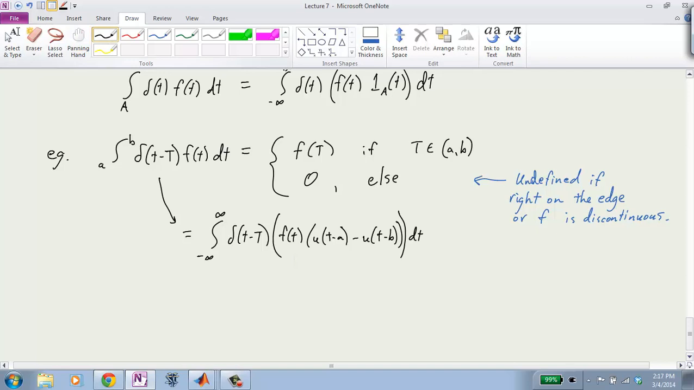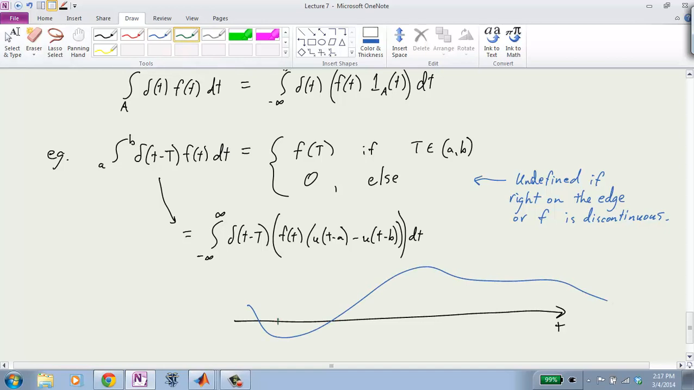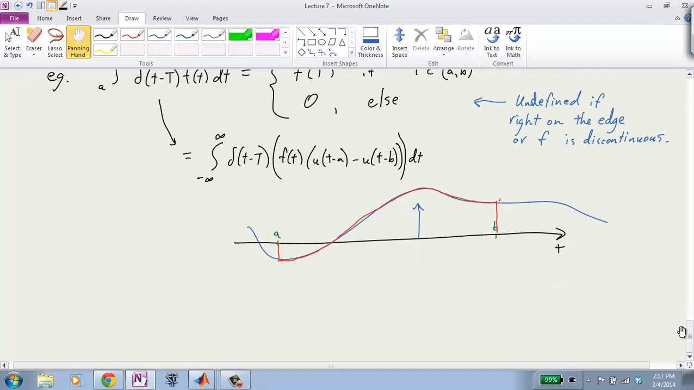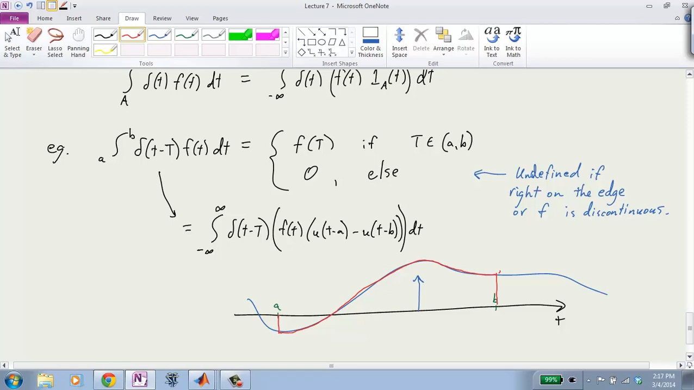So I guess we can draw a nice picture. You have your a and b, and the product of those goes like this. And then you have your delta function, which is somewhere here. Hopefully, if it's in the interval, it's just picking out the red function, which is f of t. So the bottom line here is that the delta functions in the interval are all that matter.